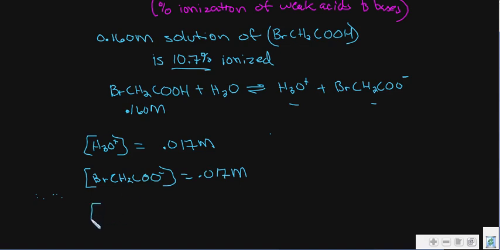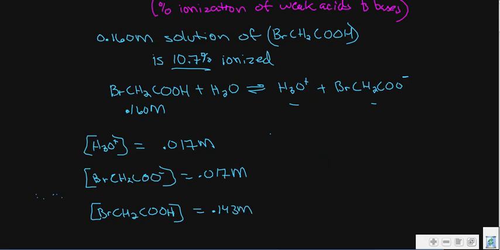Well, the original bromoacetic acid simply lost 10.7%. So you subtract the 10.7% from it. So that's going to give us 0.160 minus 0.017. So our final answer for that one is going to be 0.143 molar. So these percent ionization ones are really quite easy.